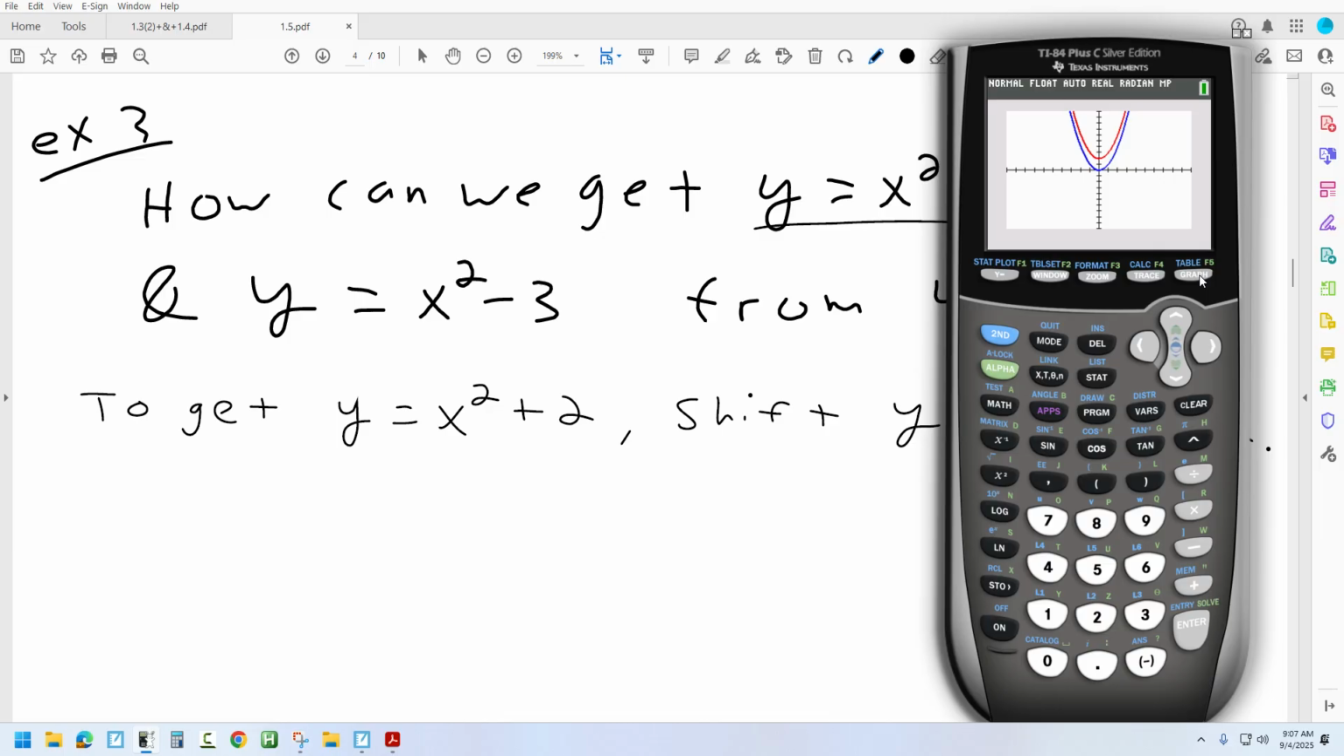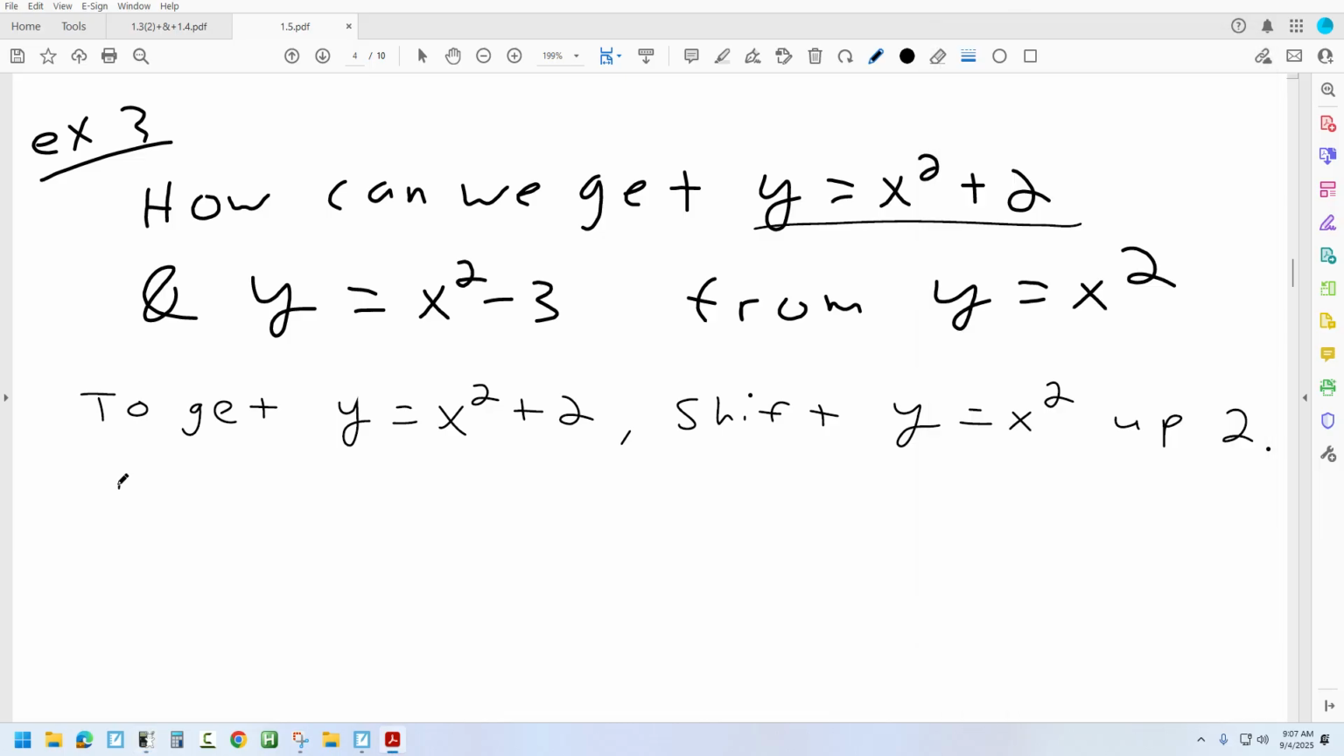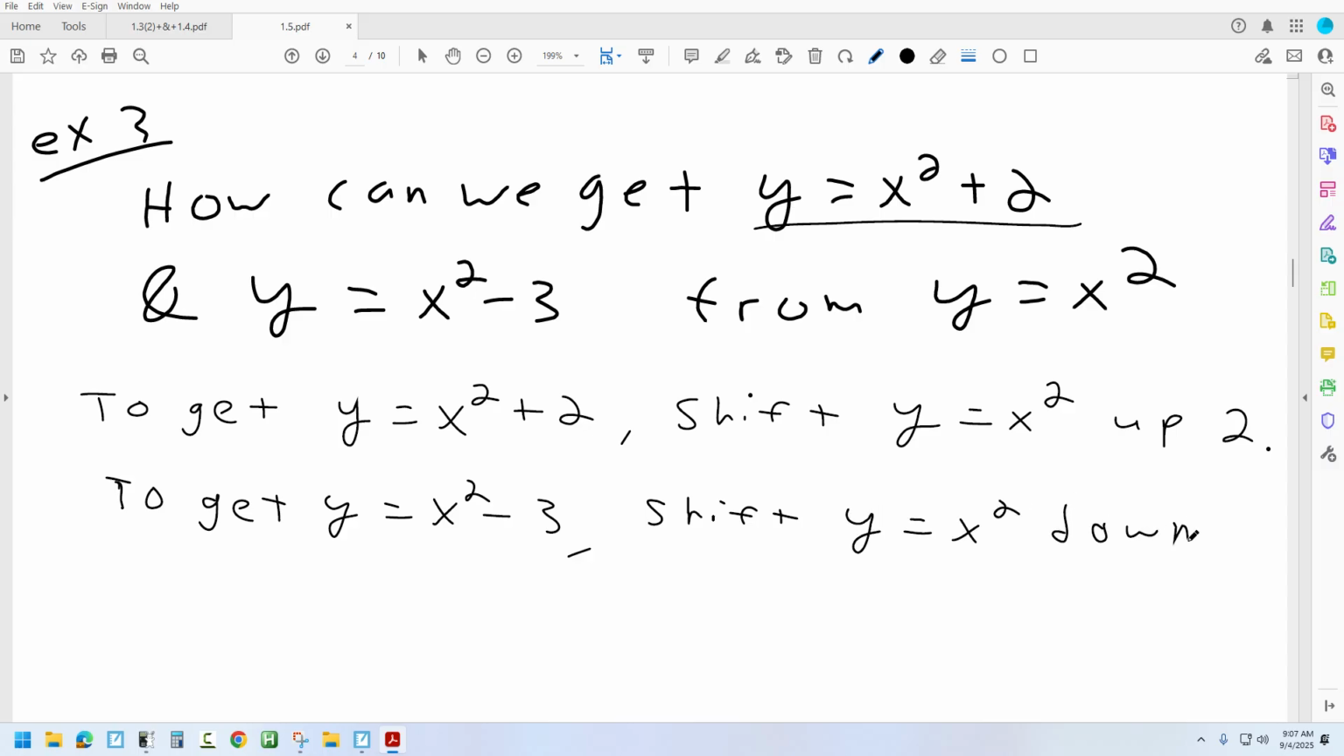Okay. How about y equals x squared minus 3? How do you think you'd get that one, Nick? You bring it down 3. Yeah, you would shift the parent function down 3. Yep. I'm not going to sketch that one, but you can imagine what that would look like.